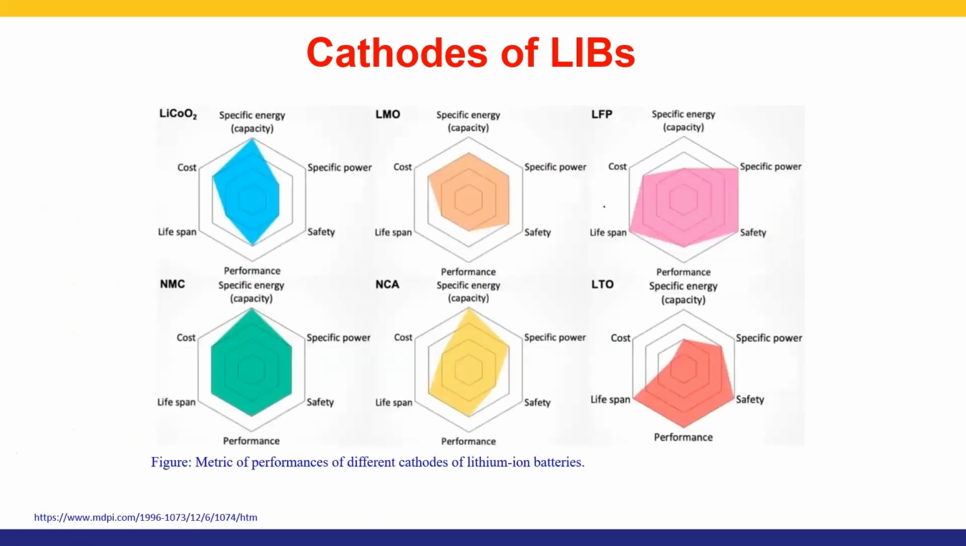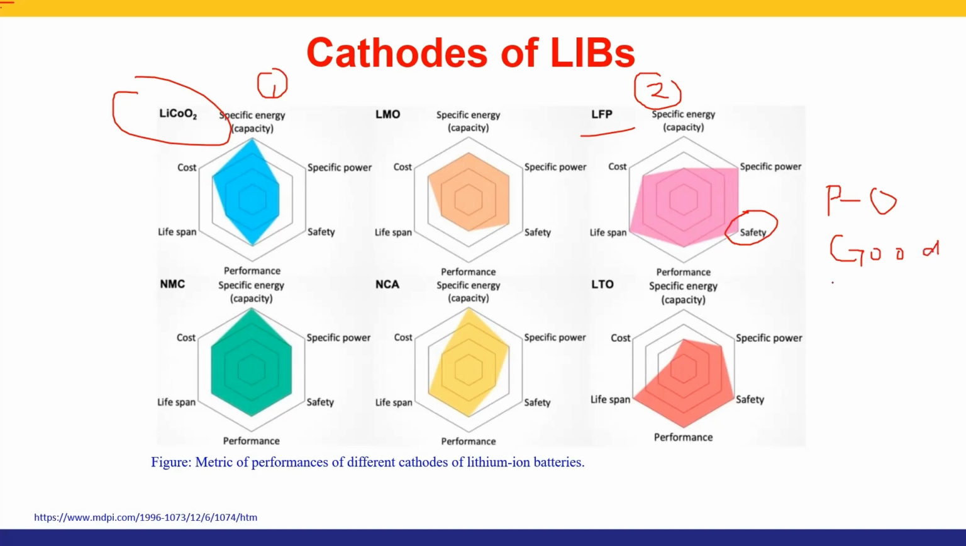Now, let's compare the performance of different cathodes in lithium-ion batteries. First, we have lithium cobalt oxide, which was proposed by Goodenough, and it is the first commercialized lithium-ion battery. And then we have LFP, which is lithium iron phosphate. LFP is famous for its thermal stability and good temperature tolerance due to the bonding nature of phosphorus and oxygen. Hence, the safety of LFP is improved and it can be used in an electric car.